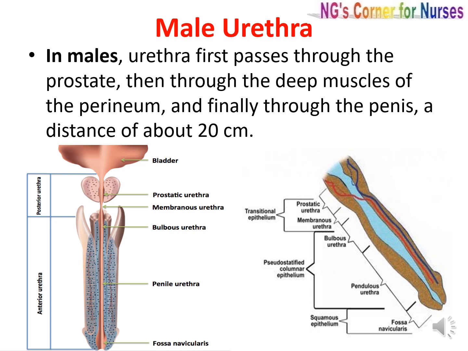So, the male urethra can be divided into the posterior urethra and the anterior urethra. The posterior urethra is further divided into the pre-prostatic urethra, prostatic urethra and membranous urethra. And the anterior urethra is further divided into the bulbous urethra and penile urethra.